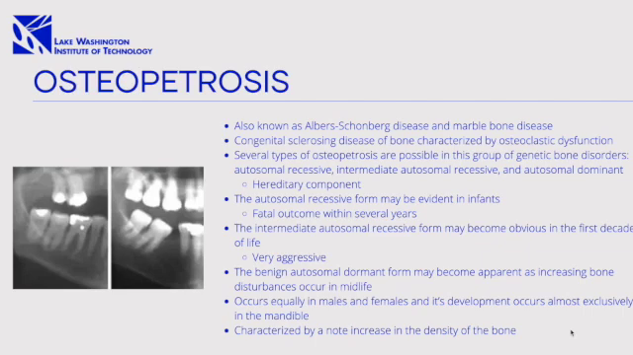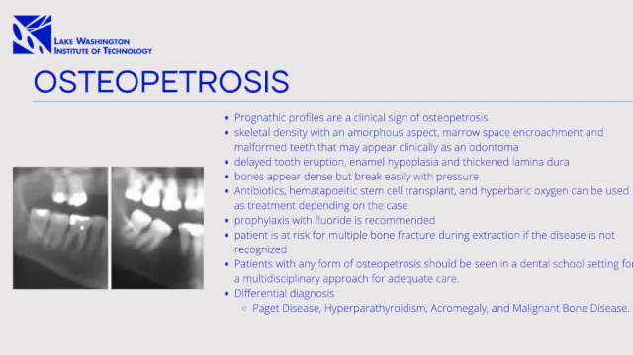Osteopetrosis occurs equally in males and females, and its development occurs almost exclusively in the mandible. The level of bone involvement varies, but the disorder is characterized by a noted increase in the density of the bone. Prognathic profiles are a clinical sign of osteopetrosis.